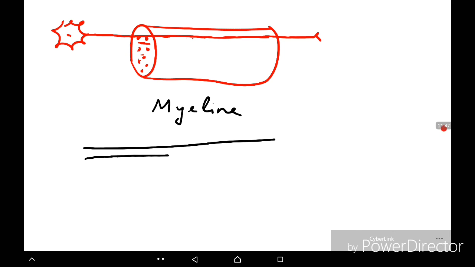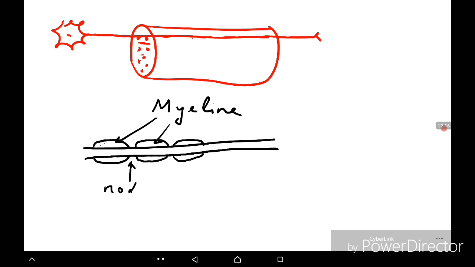Therefore, we have myelinated and unmyelinated nerve fibers. Myelin is a substance with lipid structure, and myelin covers the nerve fibers, but not completely. Like beads in a necklace, it produces segments covered with myelin, and there are segments or parts of the nerve fiber that are free of myelin, which are called the nodes of Ranvier.